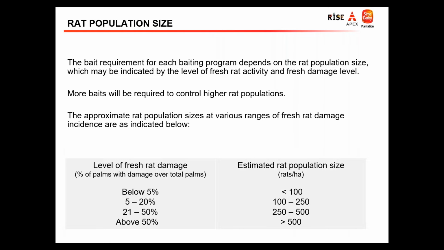Population size. Okay. The fresh damage actually correlates to the population size. So when you do a fresh damage census, then it will tell you what sort of population is in your field. Then you know what to expect. So whether the baiting ground will be extended or you have to look at a different approach of doing rat baiting. Okay, next.